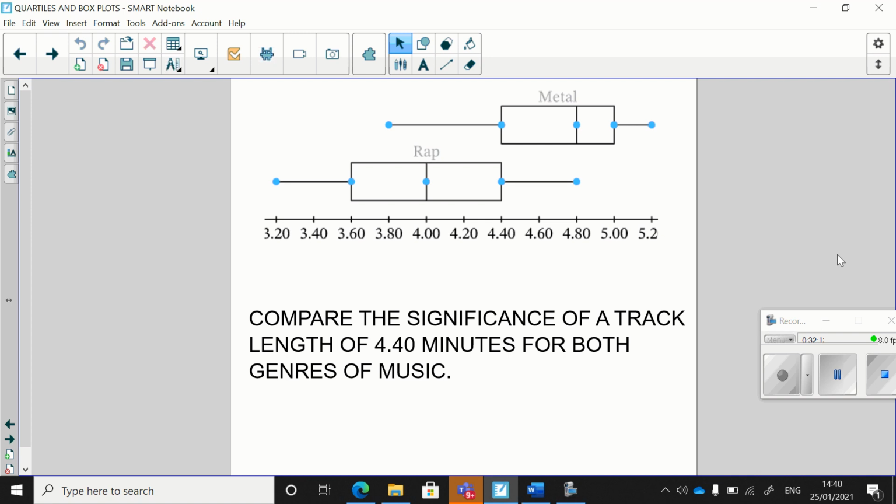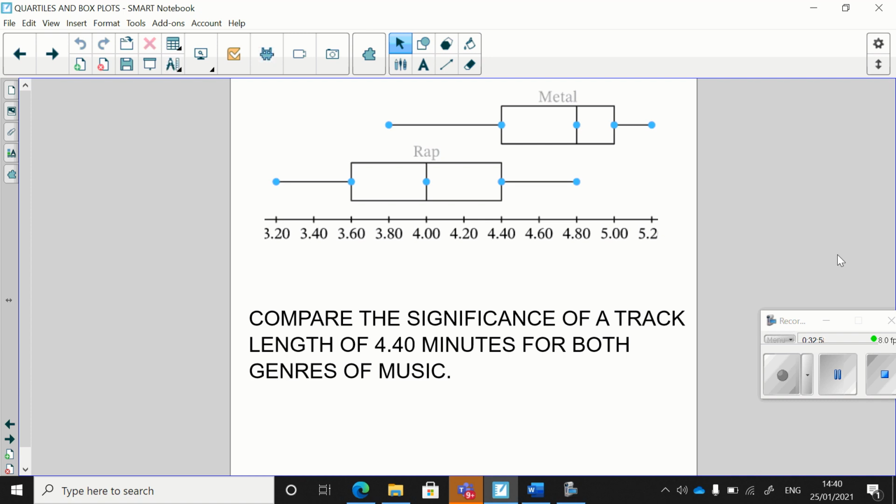Here, I'm zoomed in even more. Compare the significance of a track length of 4.40 minutes. The decimal part of the minutes, that's not in seconds. They've put in decimal here, but don't worry about that. Just think about the figure of 4.40. Think about that on the scale. So what do you think? You're comparing the track length of 4.40 minutes. So you're comparing metal with rap. I'll let you answer that.